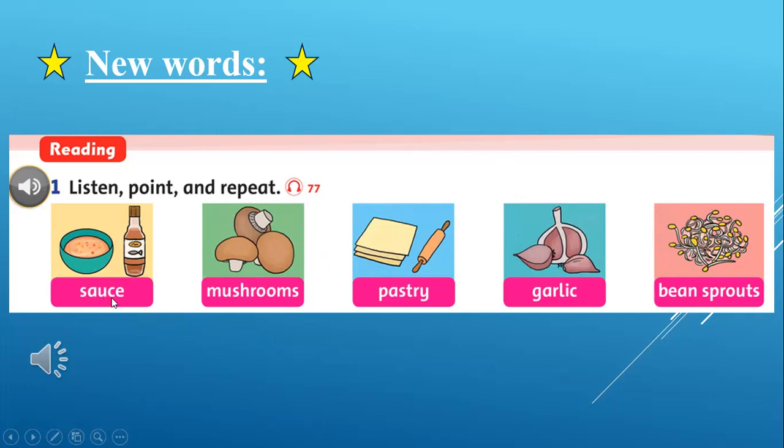Okay, now I want you to repeat after me. Sauce, sauce, mushrooms, mushrooms, pastry, pastry, garlic, garlic, bean sprouts, bean sprouts. Very good.